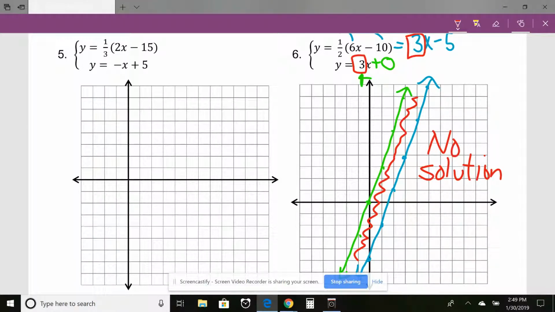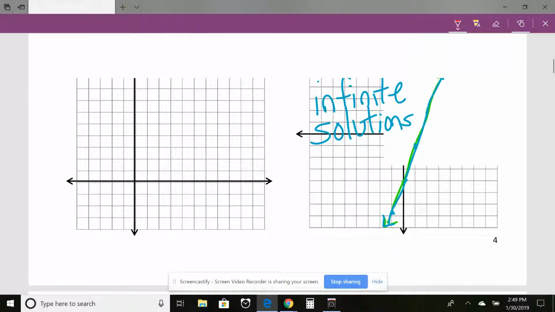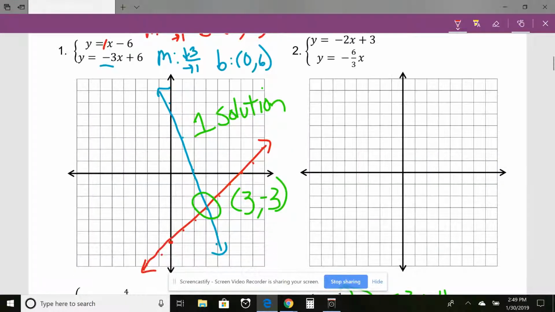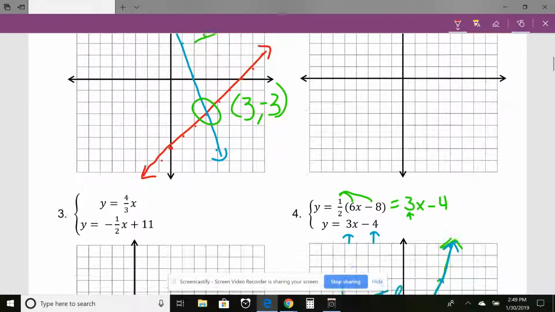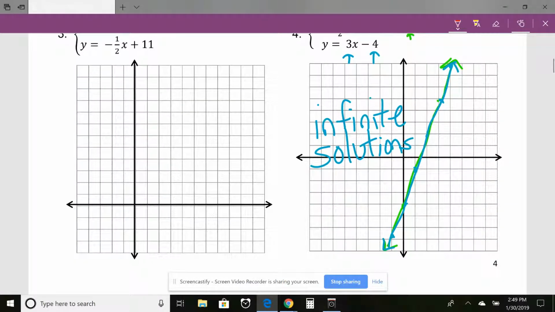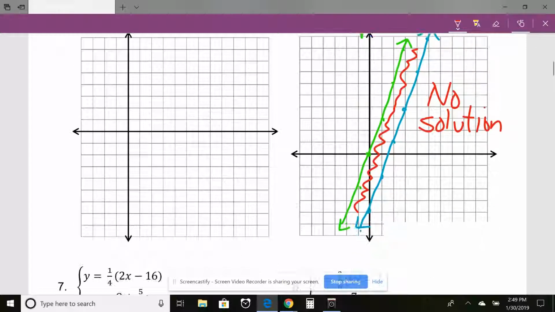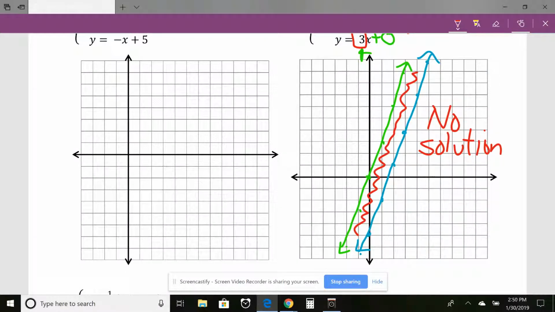All right, so those are the three different types of scenarios we could have in a system of equations. We could have one solution, like up here, where the two lines intersect. We could have infinite solutions where the two lines are on top of each other. And we could have no solutions where you have two lines that never intersect but have different y-intercepts.